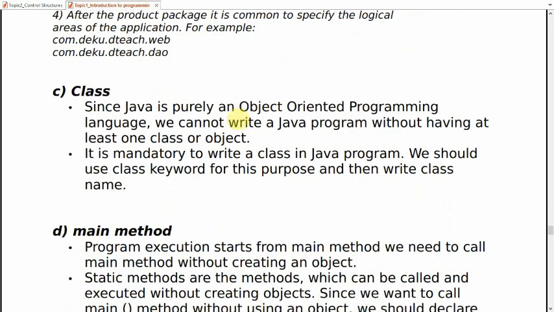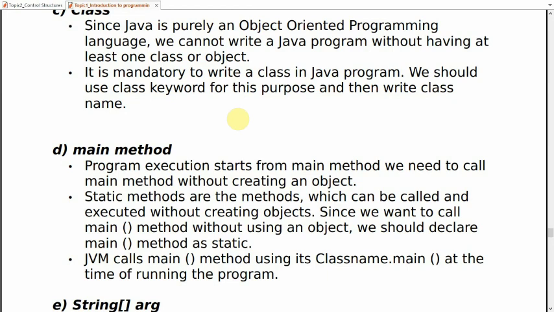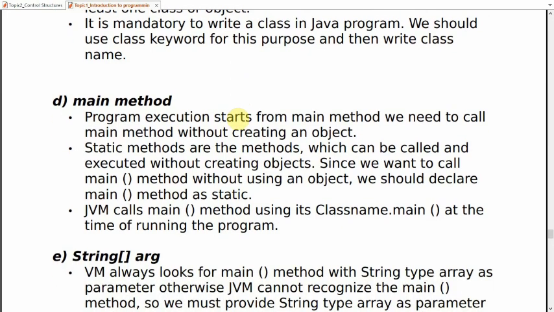Now let's get to class. Since Java is a purely object-oriented programming language, we cannot write a Java program without having at least one class. It won't work. You always must begin with a class. It must have a class. As you've seen in the previous code that we have just written, the main method must always be there, because execution always begins from the main.